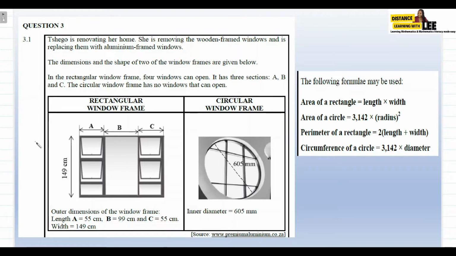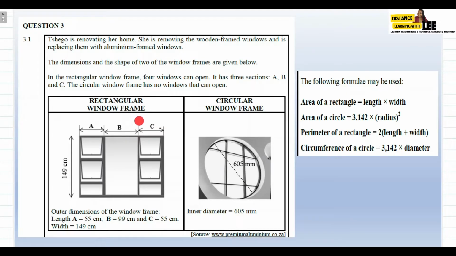Then we're also given dimensions. With our rectangular window frame, the outer dimensions are as follows. The length is the longest dimension, so the length for our rectangular window frame is from A to C. It's 55 centimeters for A, plus 99 centimeters for B, plus 55 centimeters for C.